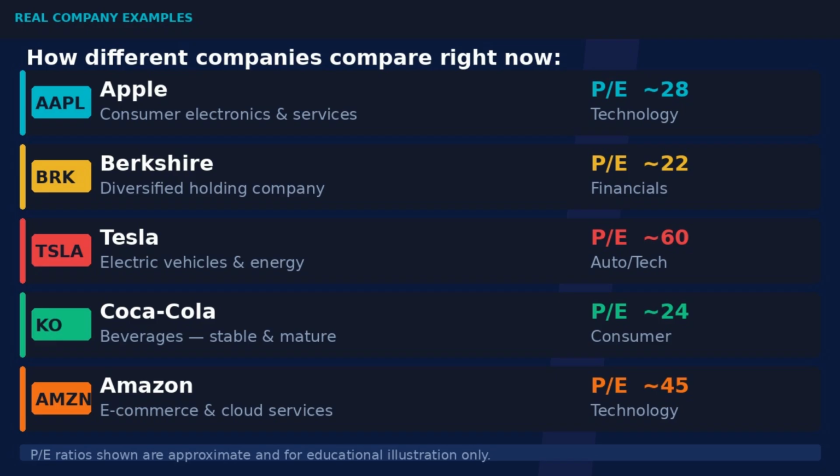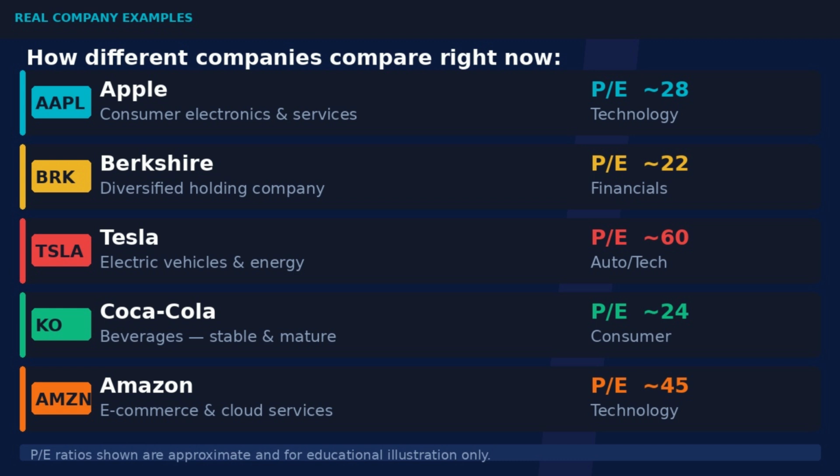Let's look at some real examples. Apple trades at a PE of around 28. It is a premium to the market average, but Apple has consistent earnings, enormous cash flow, and a loyal customer base. Many investors consider it fairly valued. Berkshire Hathaway sits around 22, close to historical norms. Warren Buffett's diversified holding company generates reliable earnings across dozens of industries.